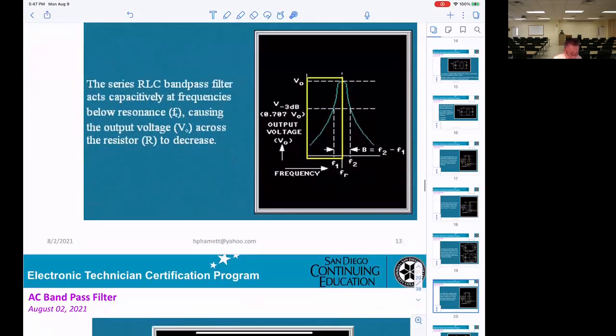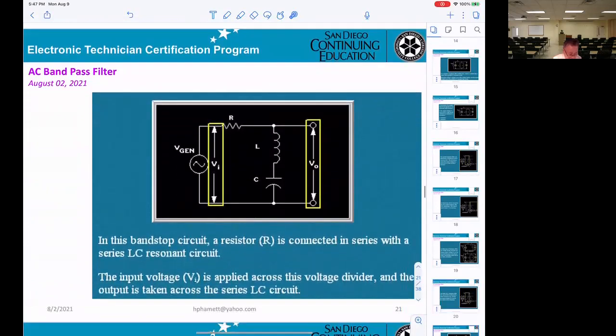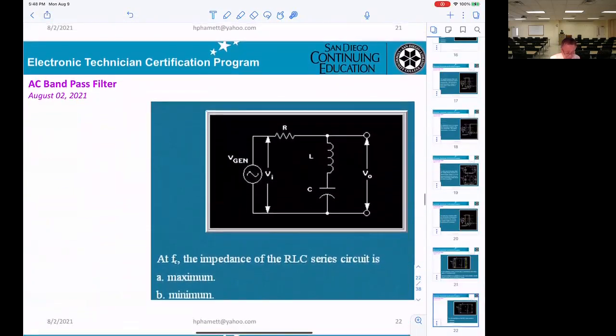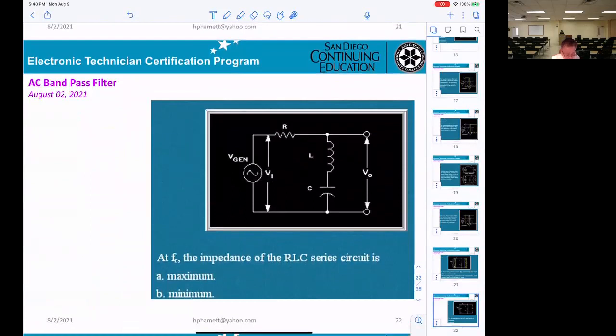Okay, and it's on the band stop circuitry. So if you're looking at this circuitry, you need to recognize that will be the band stop. At the resonant frequency, the impedance of RLC series circuitry is maximum or minimum.